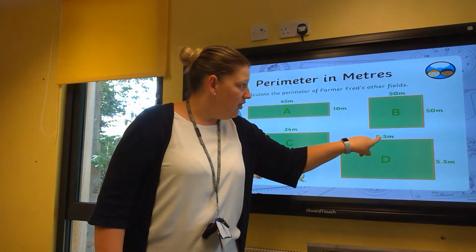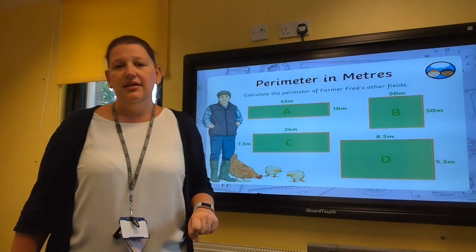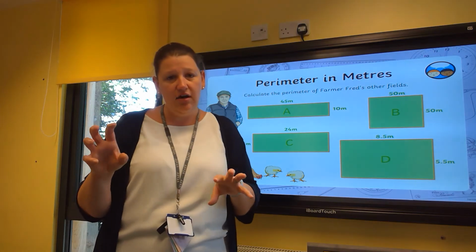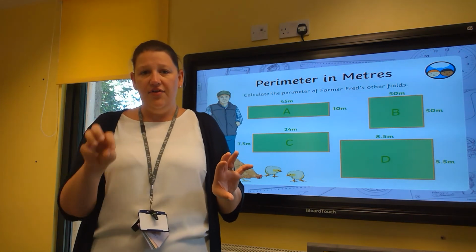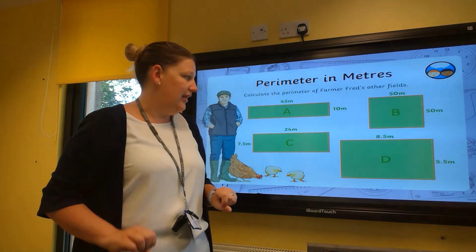These ones here where I've got a 0.5, that's obviously a half, so this is 8.5 metres. Okay, and remember 2 halves make a whole. So I've got 8.5 and 8.5. So I've got 8 and 8 is 16, half and half is 1, so it'd be a total of 17, okay? So just remembering that a little bit.